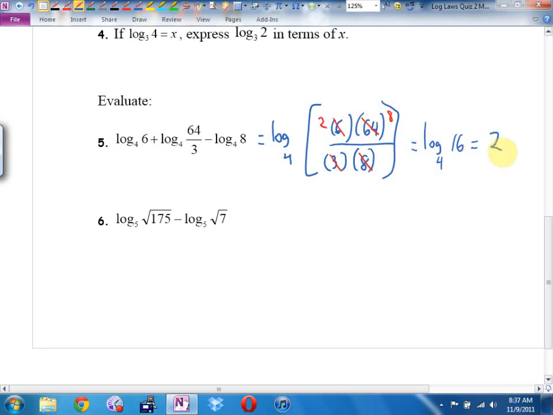Andrew says, I'm telling you, every answer works out to 2, Mr. Dueck. No, just those will show up fairly often because there's only so many exponents and powers that I've asked you to memorize.